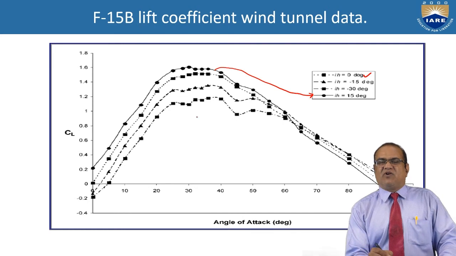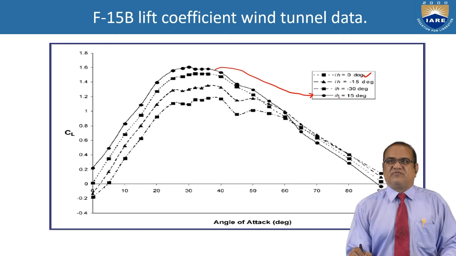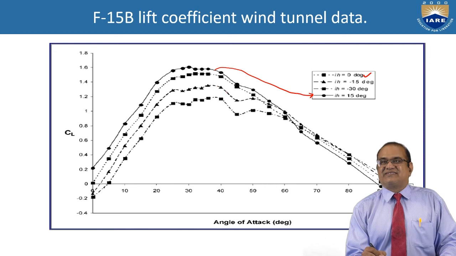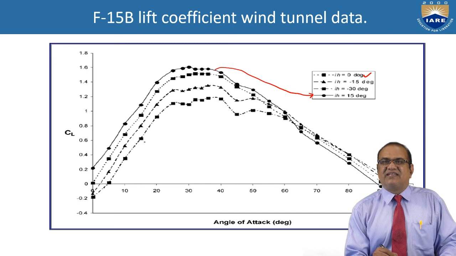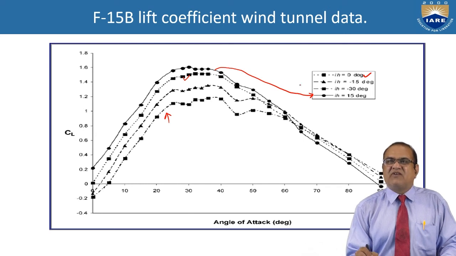So you can see here that when IH is equal to 15 degrees, this is the plot. It means what? When the setting angle is positive, the coefficient of lift is highest at all angles of attack. When IH is equal to 0, you can see here the lift coefficient is very less. When IH is minus 30, you are getting this. And when IH is equal to minus 15, you are getting this second one.